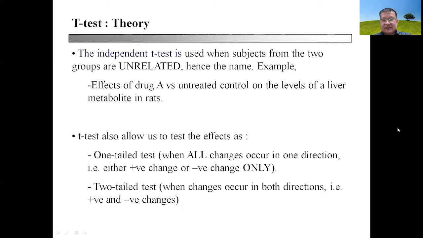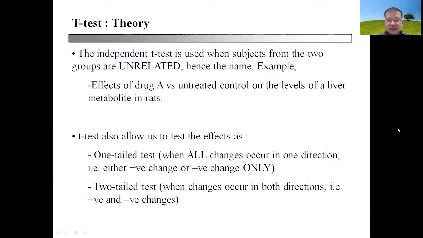The independent t-test is used when subjects from two groups are unrelated, and therefore the name independent t-test. For example, effects of drug A versus untreated control on levels of liver metabolite in two groups of rats.